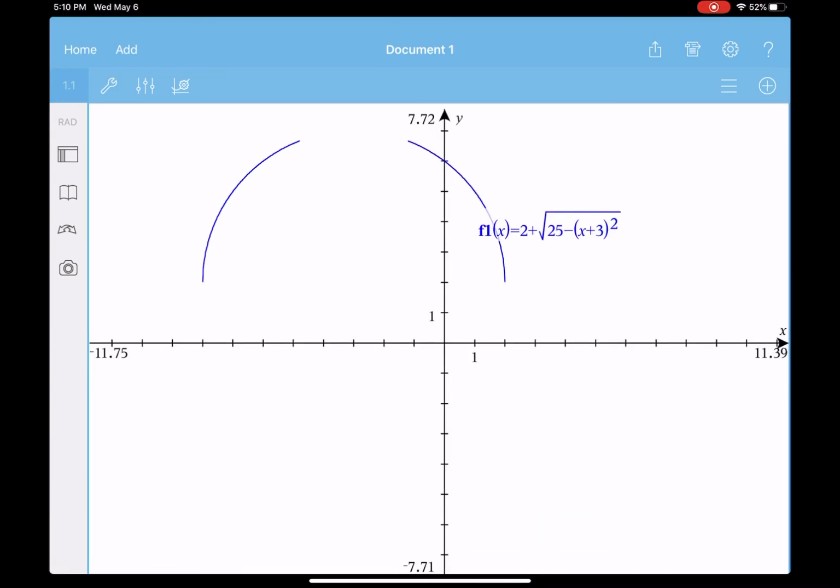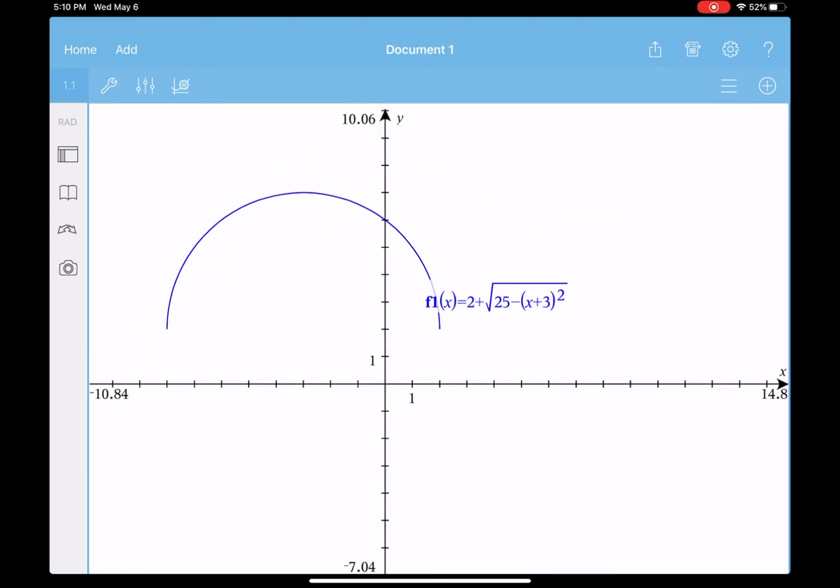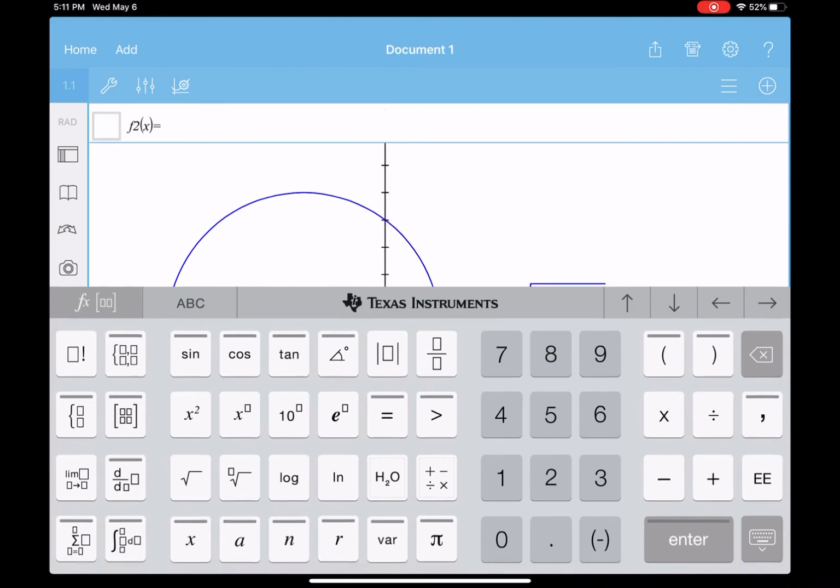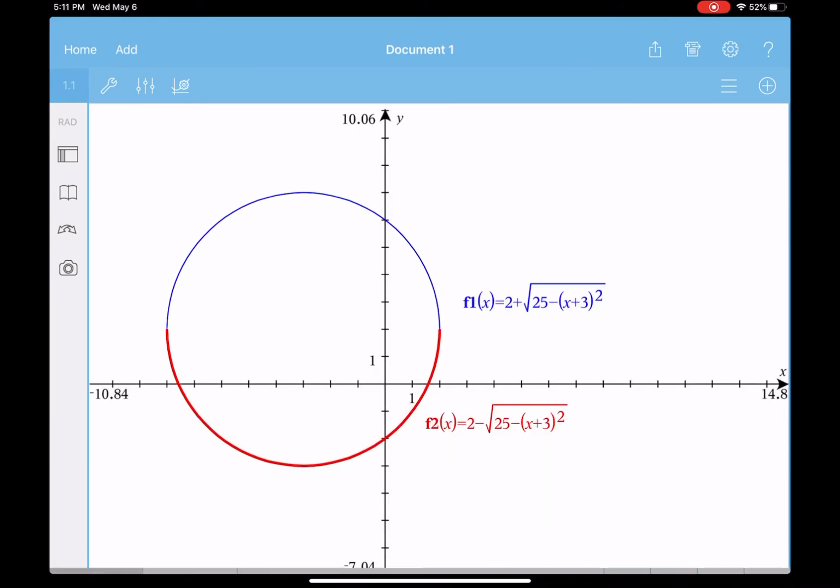Let's maybe zoom in just a little bit there. Hey, look, what did we get? We got the top half of that circle. It's this top semicircle that's right there. Okay, and then let's do the same kind of thing just for the minus one. So it was 2 minus the square root of 25 minus, and then in parentheses, x plus 3. Arrow out of it and square it and hit enter, and boom, there's the bottom half. And that's identical to the graph that we just did, except it's totally technologically perfect, right?